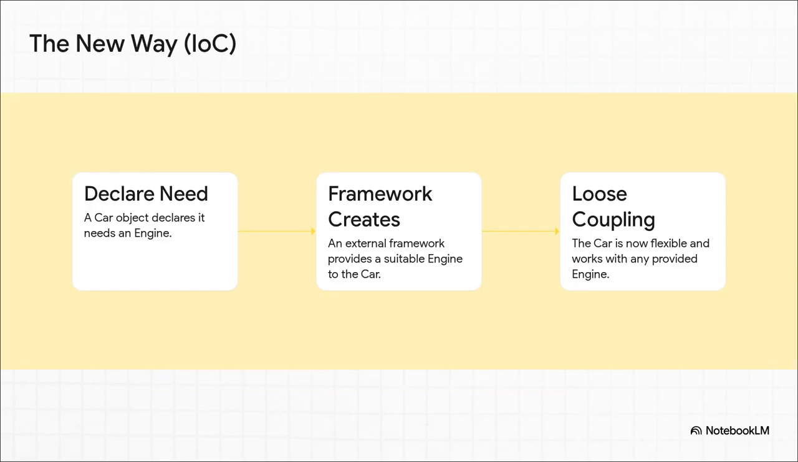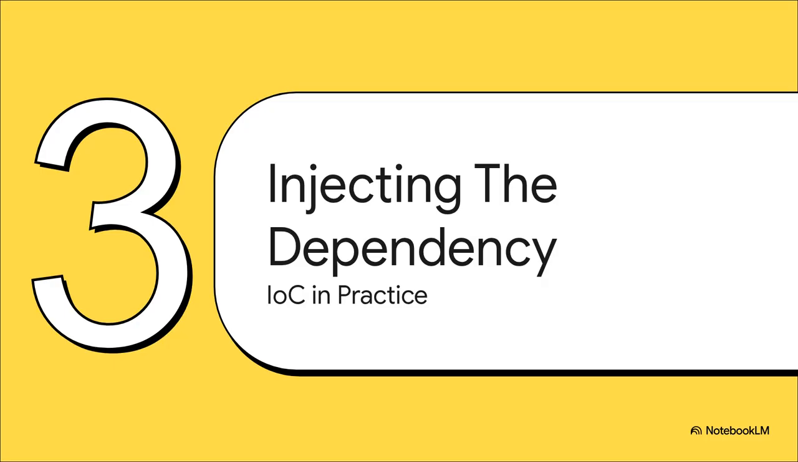So let's go back to our car. In this new world, the car object just asks. It says, hey, I need an engine to work. It has no idea how to build one, and frankly, it doesn't care. That's not its job anymore. Now, some external factory, which is really our framework, hears this request, finds the right kind of engine, and just hands it over to the car. And the result? Now we have a super flexible car. It'll work with whatever engine the factory gives it. Awesome, right?